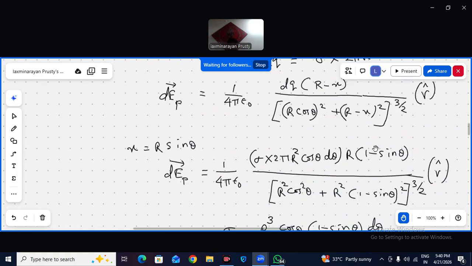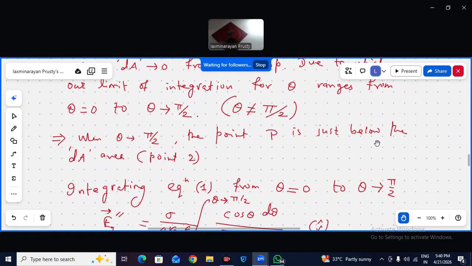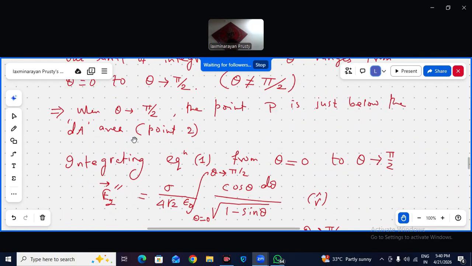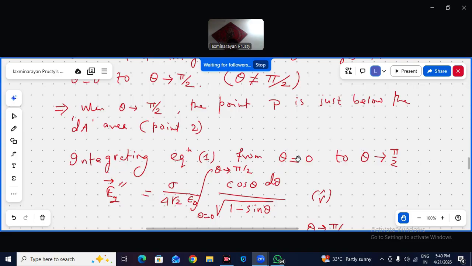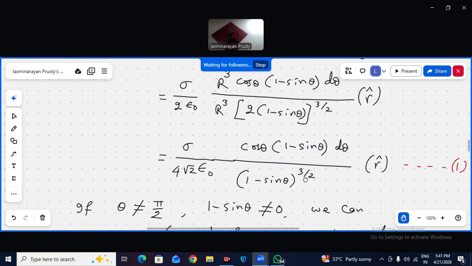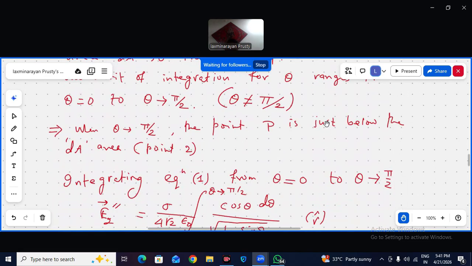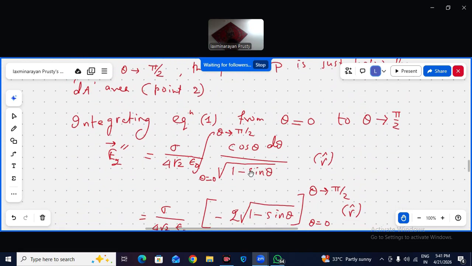Yes or no? वो बहुत important point है. So this point P just below the dA area when theta tends to pi by 2. That is the point 2. Integrating now from theta, equation 1 है, उसको हम इंटीग्रेट करते हैं 0 to theta tending to pi by 2 तक. देखो मैंने इसे कैसे लिखा, theta is equal 0 to theta tending to pi by 2, sigma by 4 root 2 epsilon naught.